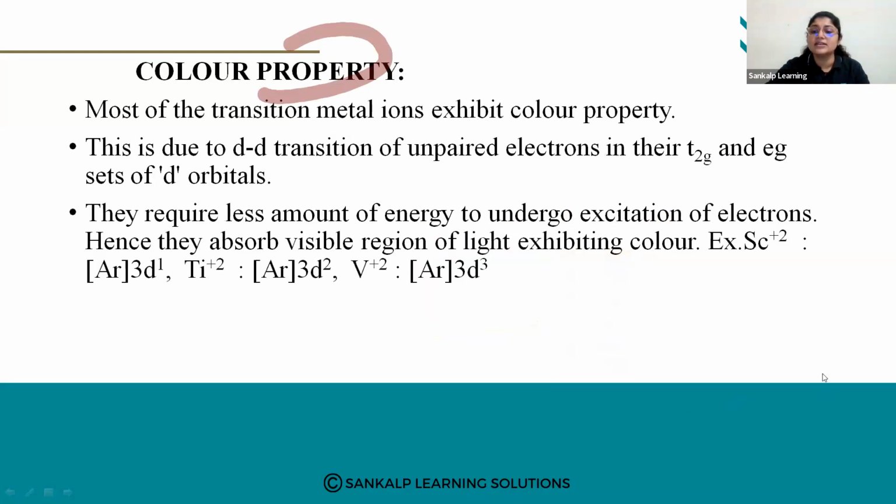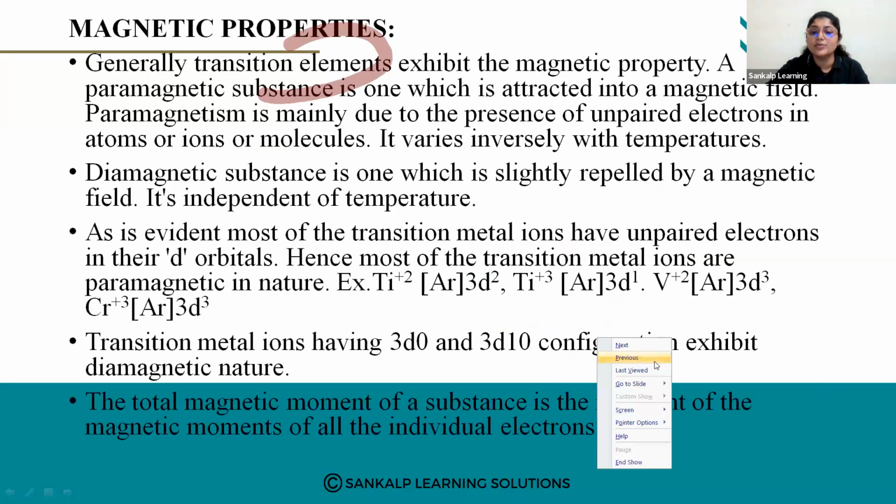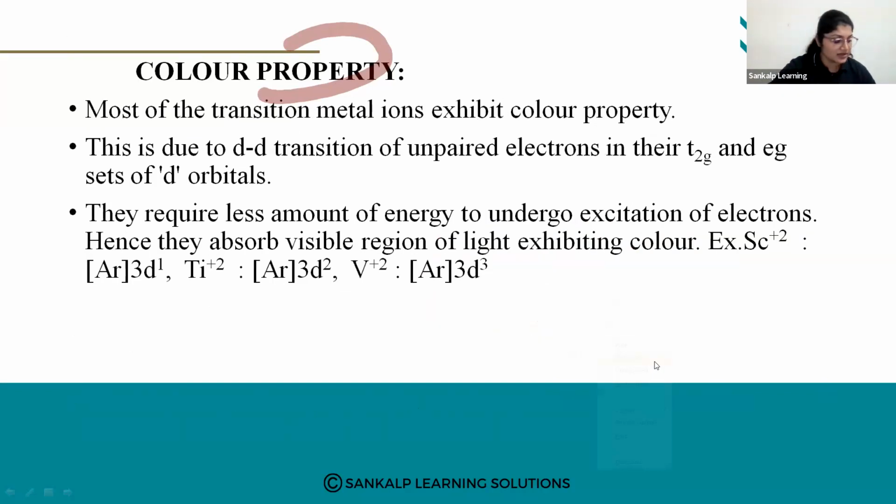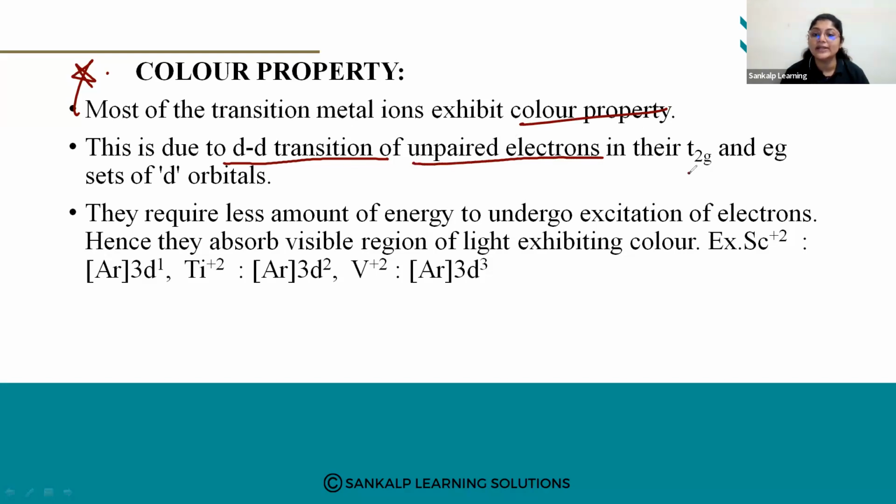Next is the color property. Why do they have color property? Most of the transition metals exhibit color property. What is the reason why they show color property? Due to d-d transition. Make this also a point. Most of the transition metals exhibit color property. It is due to d-d transition of unpaired electrons in their t2g and eg sets of d orbitals.